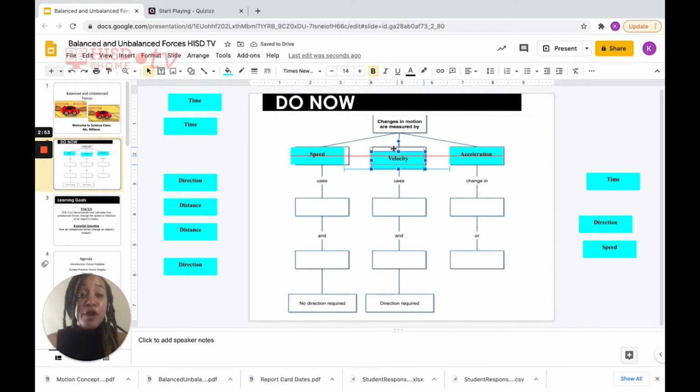Let's go back to the first column. The first column says that speed uses blank and blank. So what are the 2 components of speed? Hint, the 2 components of speed make up the formula for speed. Can you remember the formula for speed? Yes, the formula for speed is equal to a distance divided by a time. Therefore, the 2 components of speed are distance and time.